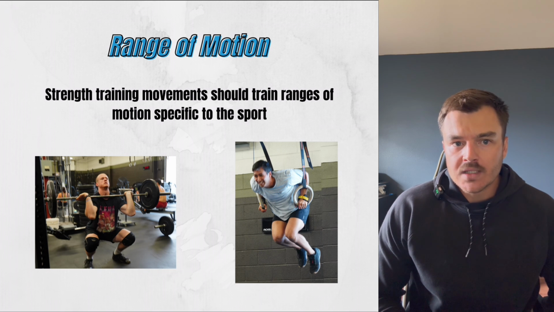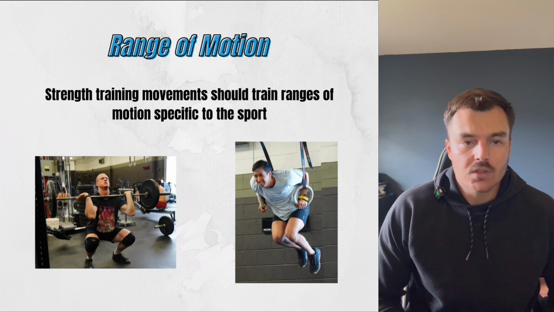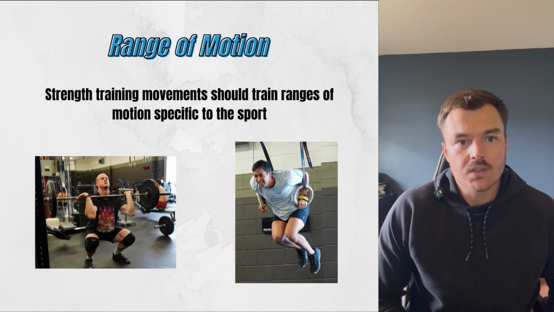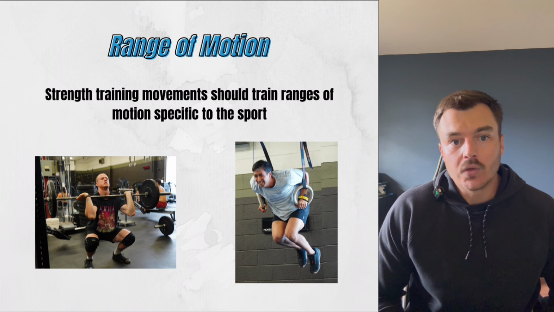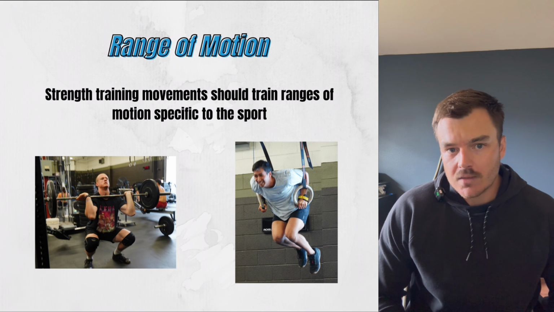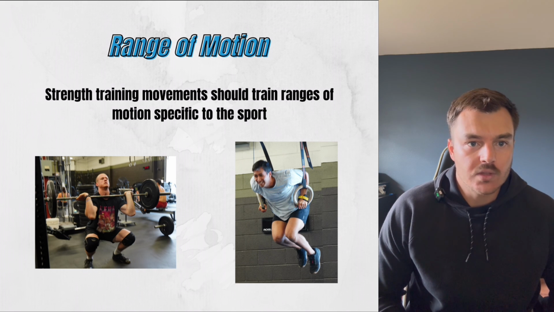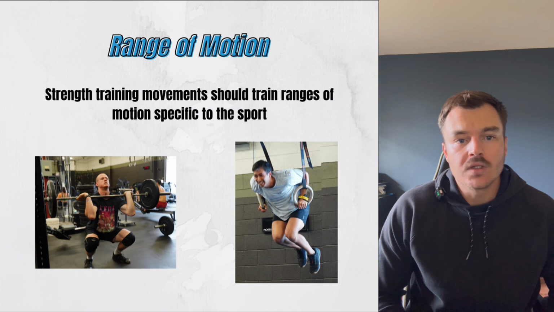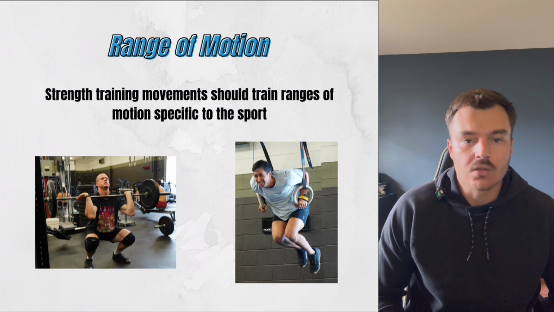Something like a ring dip in the ring muscle up, you can use like a bench press. It has, as you can see here, a similar loading pattern, especially a close grip bench press. It's more stable than the ring dip, so you can produce more force through it, but it takes the pecs and the shoulders and the triceps through the similar range of motion that you experience during a ring muscle up.